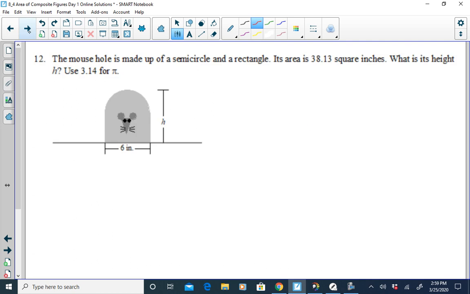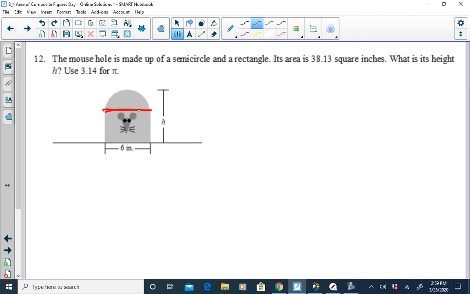Alright, what do we got? Thought this problem was pretty neat. Haven't seen any like this before. The mouse hole is made up of a semicircle and a rectangle. Okay, so we have a semicircle and rectangle. Its area is 38.31 square inches. What is the height, h? Use 3.14 for pi.